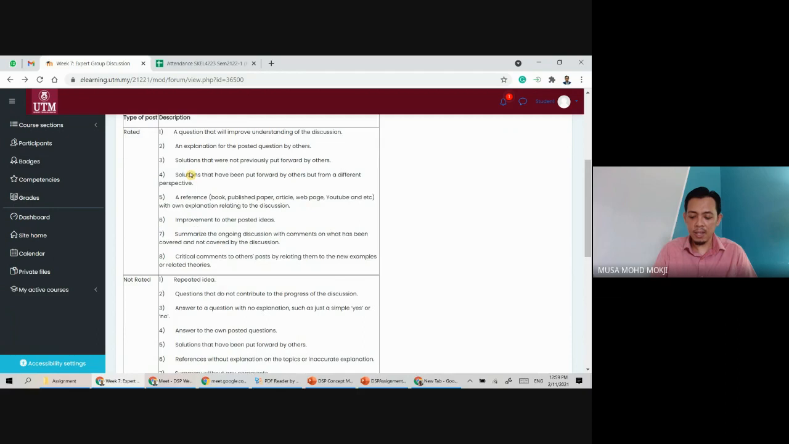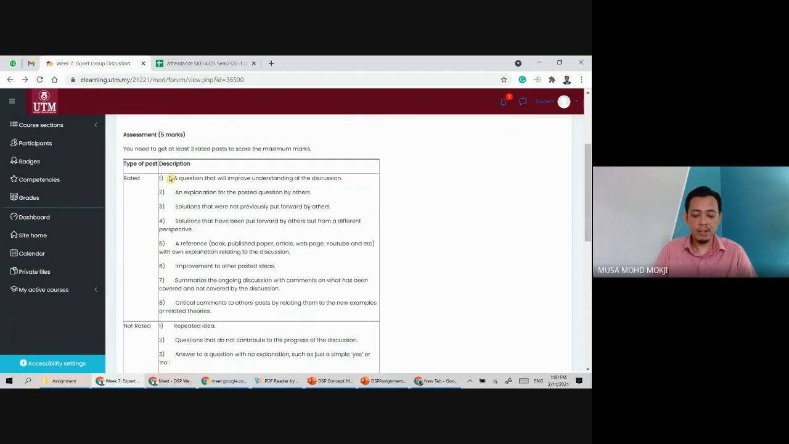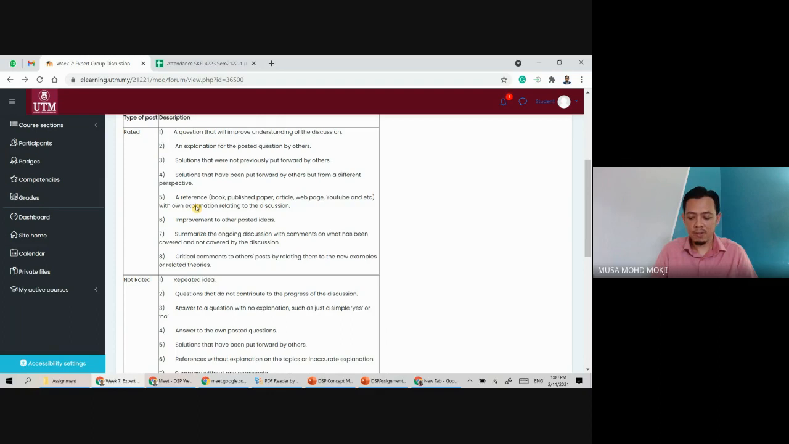And these are the types of posts which will be rated, and these are the types of posts which are not going to be rated. Read this carefully. There are a lot of posts that you can do to get rated. It can be a question, an explanation on the question, a solution, or a solution that has been put forward but from a different perspective. It can be a reference, or an improvement to other posted ideas.